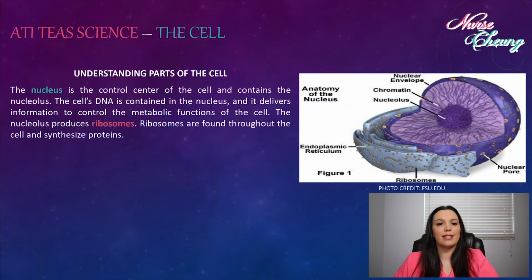The nucleus is the control center of the cell. The cell's DNA is contained in the nucleus, and it delivers information to control the metabolic functions of the cell. The nucleus produces ribosomes. Ribosomes are found throughout the cell and synthesize proteins.